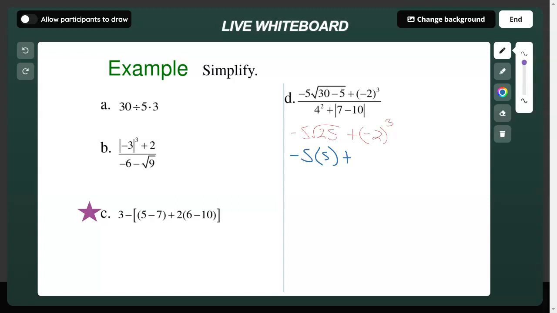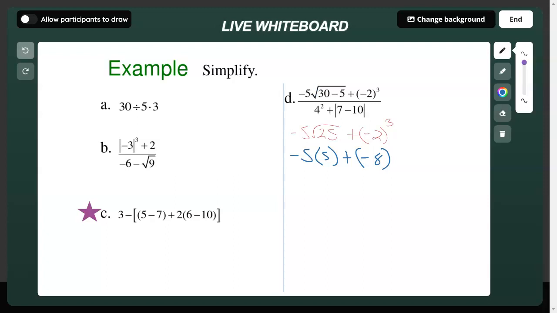What's -2 cubed? It's negative. But sir, wouldn't it be like the root of 25? It's going to be 5. This right here is multiplication. So -5 times 5. So we got -8 here. Okay? Yeah, when there's no operation symbol between two objects, it's assumed to be multiplication.